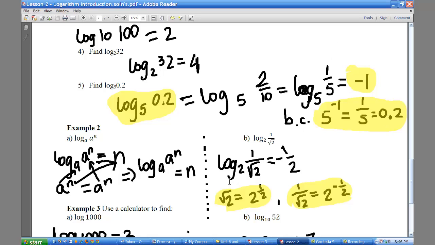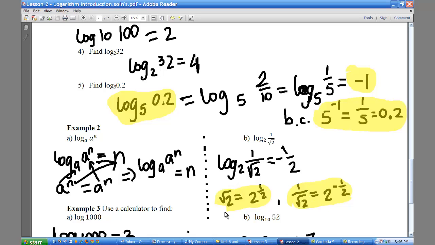B, log base 2 of 1 over square root of 2. Okay, so which exponent did I raise my 2 to get 1 over square root of 2? Remember, square root of 2 is the same thing as 2 to the power of 1/2. You'll have to recall the exponent rules here, guys, because without them, you won't be able to do any of this. Unless you have a calculator, but sometimes you'll be asked to do it without a calculator.